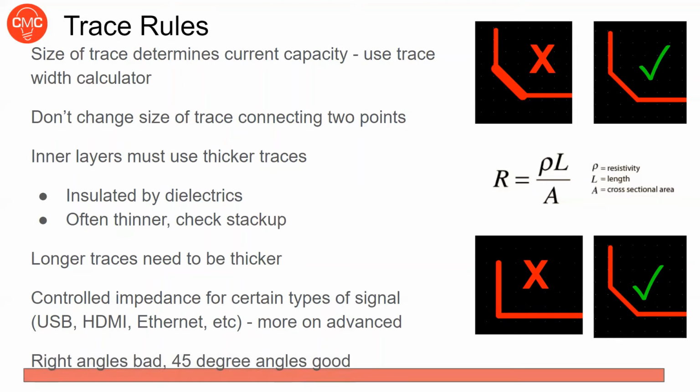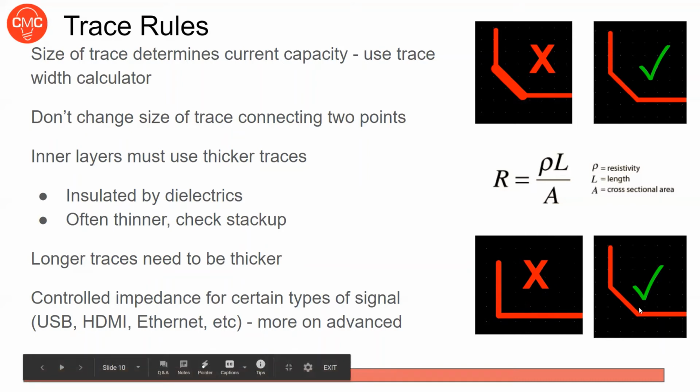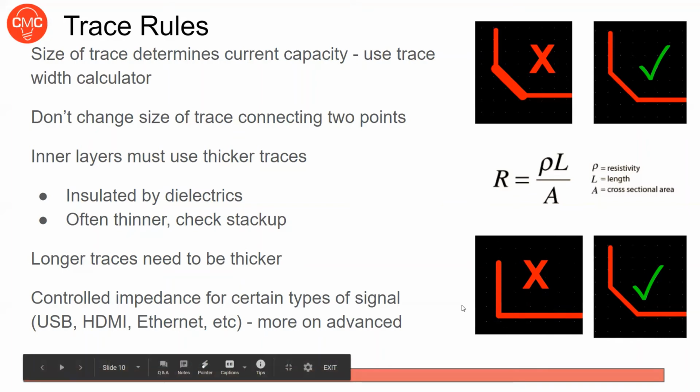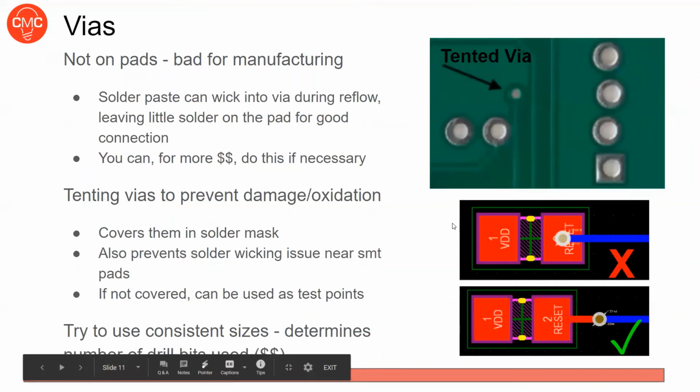It is considered good practice, and when you get to really high speeds, it will matter. But for now, don't have right angles on your boards. This is just good practice for if you ever move to higher speed things. And also if other board designers see that you have these kinds of things on your board, they're going to laugh at you. So just do it correctly, and everyone's happy.